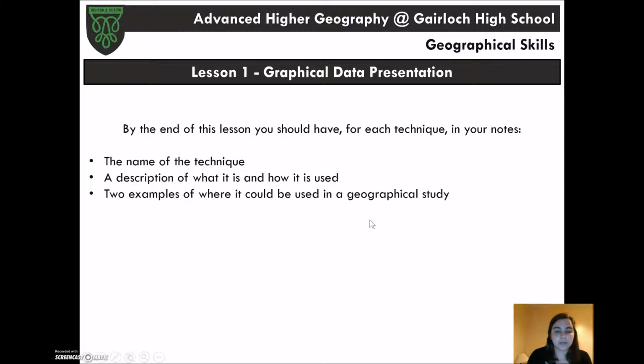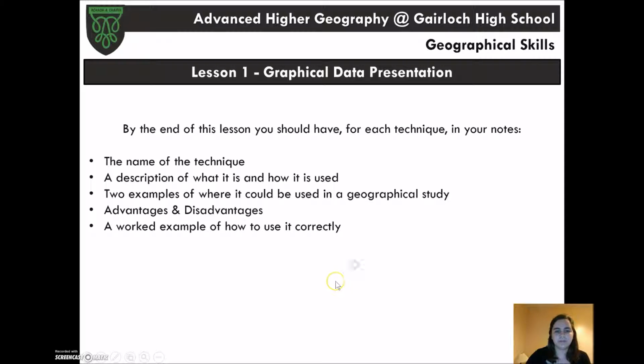Two examples of where it could be used in a geographical study. Now I'll give you a couple of uses, but you may think, actually, I'm particularly interested in this area, how could I incorporate that in? That might be a good way to think about it. Then the advantages and disadvantages of the technique. This is important for your geographical study, but also for your final exam, where they can ask you to justify why you should use a technique, so you should know the advantages and the disadvantages of those.